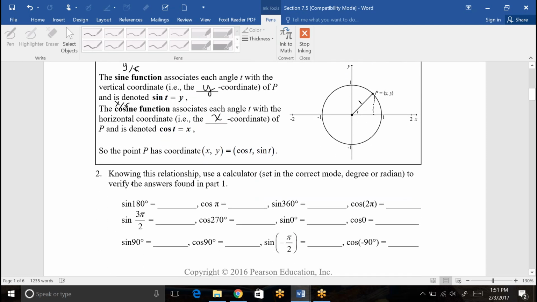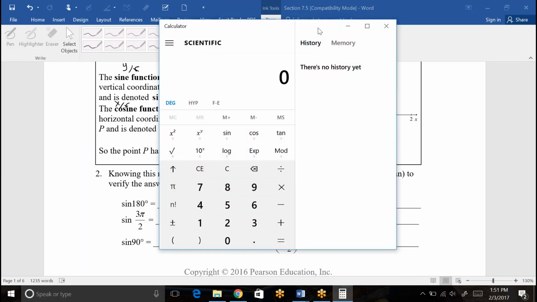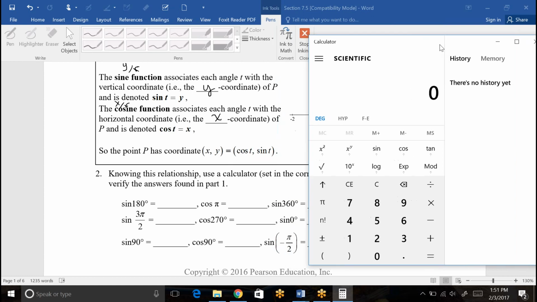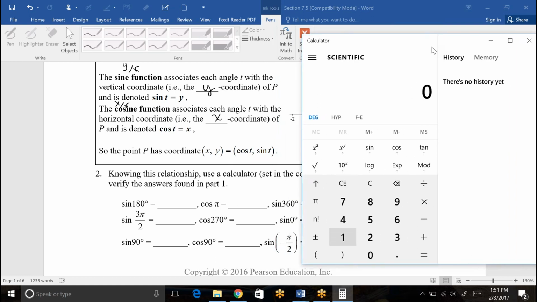So we can use a calculator. So let me pull mine up. When you're using your calculator, you'll want to make sure that you're in either degrees or radians correctly. So I'm going to do all the degree questions first, and then I'll go through and do the radians. So sine of 180. Now in my calculator, I have to enter in the degree or the angle measure first. Some calculators you enter in sine first.